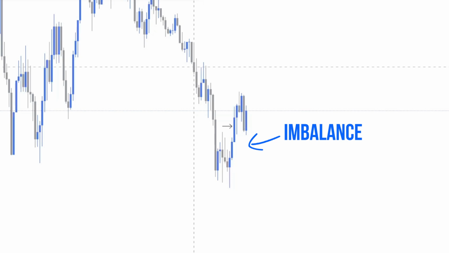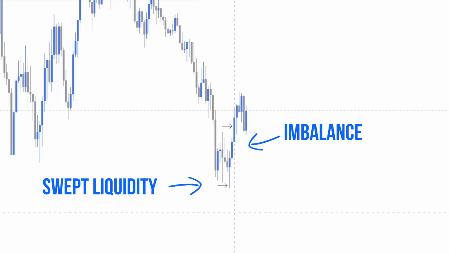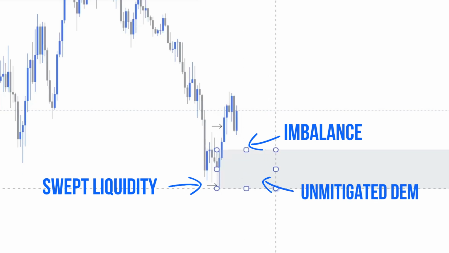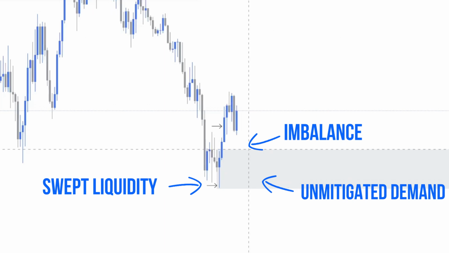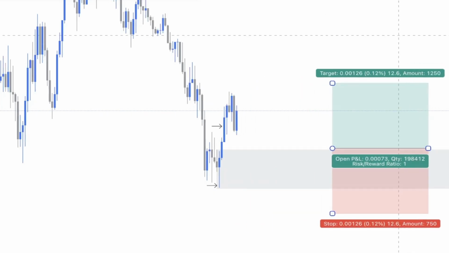Okay. The second thing I saw is that liquidity was swept right here, which is again something I always look for. And the third thing is I identified this unmitigated demand level. Okay. And right here, this became my fire zone. This is exactly where I placed a buy limit. Okay, and sent it in the SMC group.